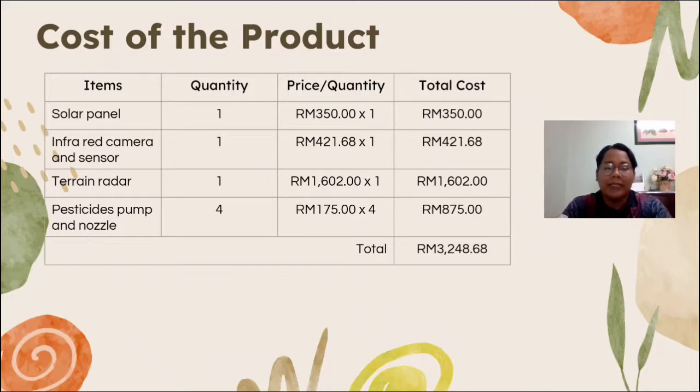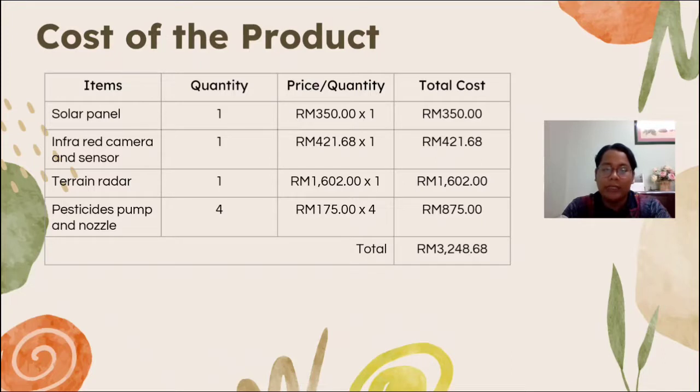The first item is solar panel. Quantity is 1. So price per quantity is RM350 multiplied by 1 equal to RM350. The second item is infrared camera and sensor.